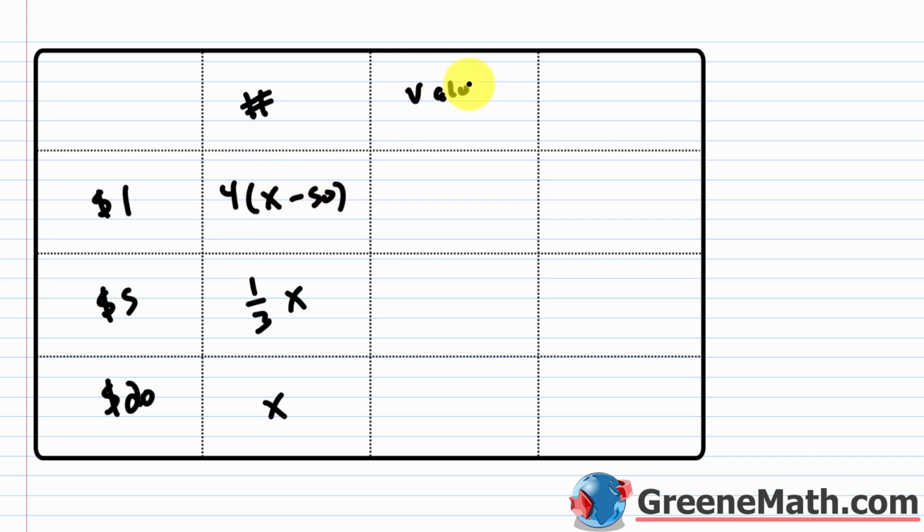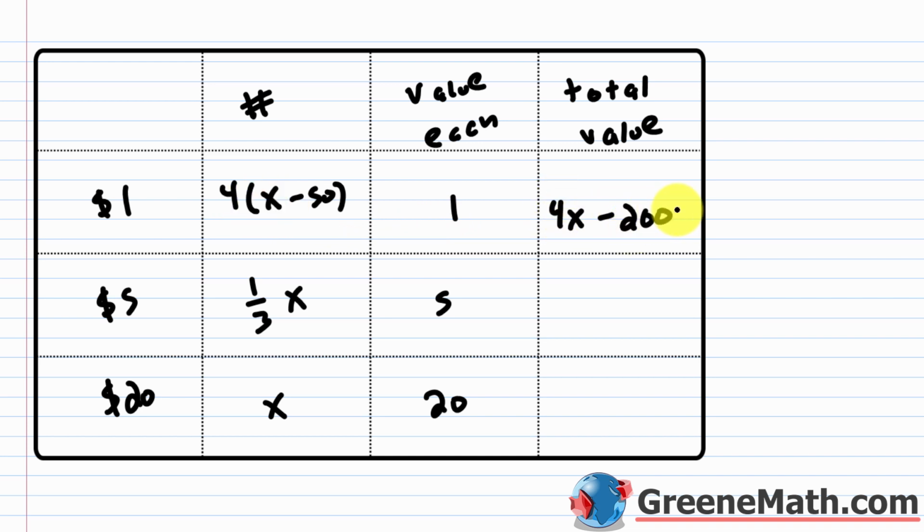Then you have your value each, and again, that's real simple. You just take the value from over here, so this is 1, 5, and then 20. And then this right here would be the total value, and we get this from multiplying across. So 1 times anything is itself. I'm just going to distribute here and say this is 4x minus 200. And then here 1/3 x times 5, let's say that's 5/3 x. And then here 20 times x would be 20x.